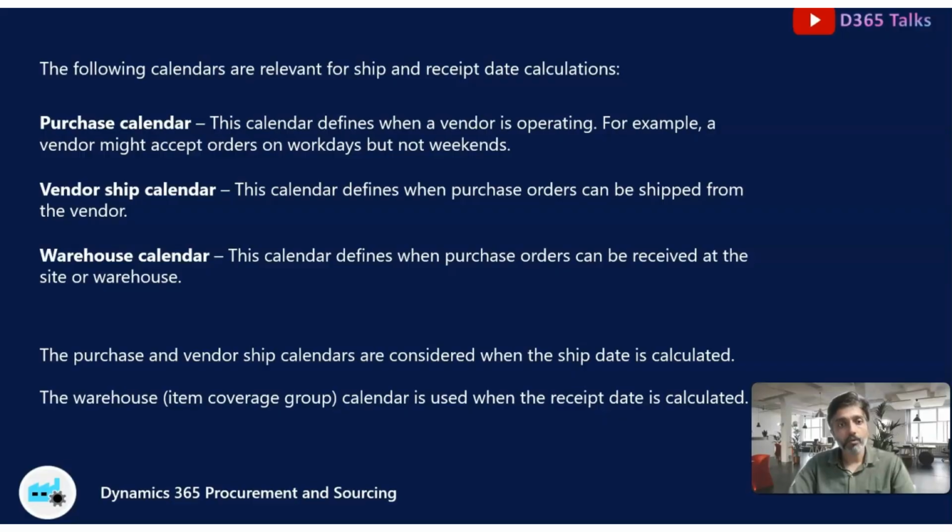So at a high level, what we need to understand is the purchase calendar primarily governs the calendar in which the vendor primarily operates. The ship calendar primarily governs the days on which the vendor will be able to ship the material, followed by the warehouse calendar, which we will configure in the item coverage group. And once it is configured in the item coverage group, and a coverage group is assigned to the item, then all the items which have those coverage group will behave on the same operating days. So that is primarily we will cover in the next video.